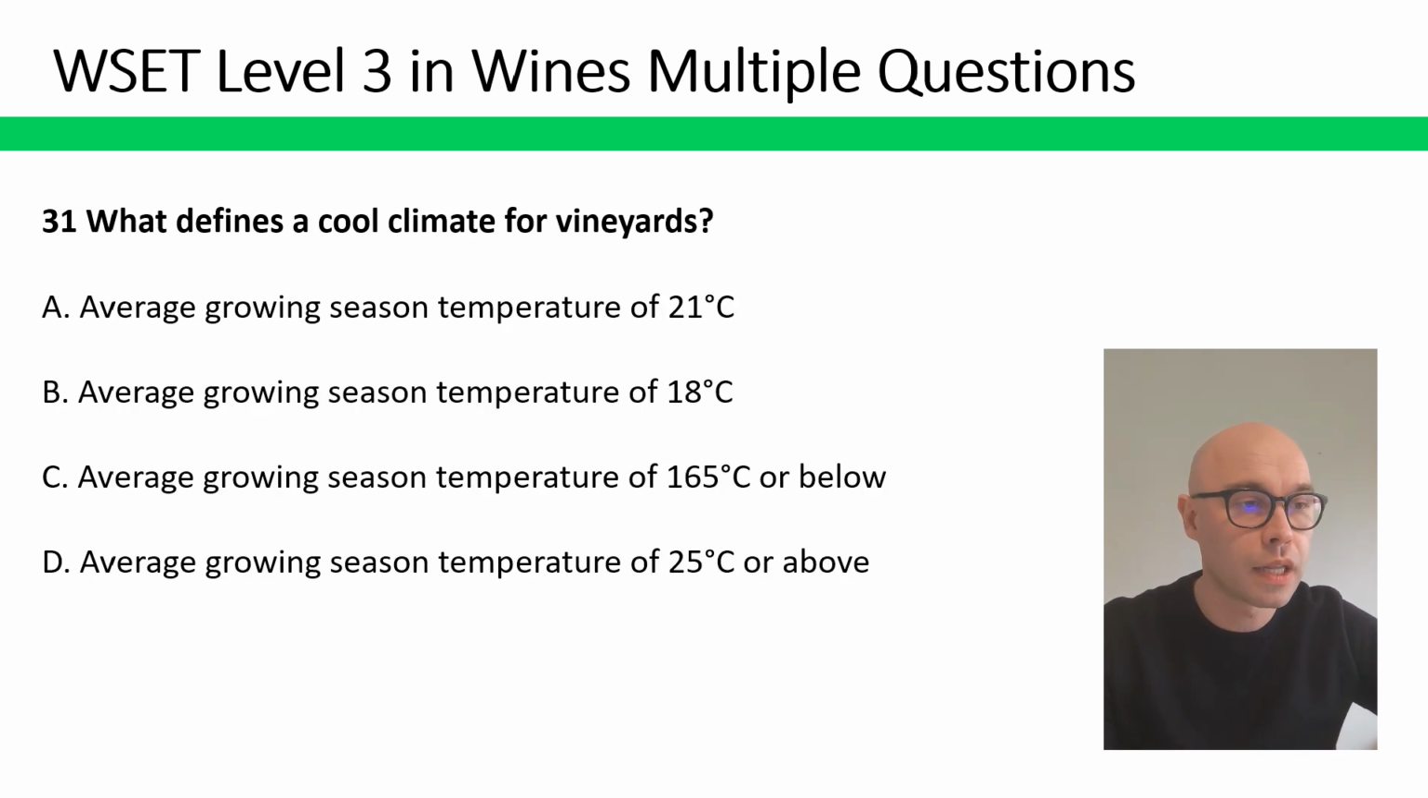What defines a cool climate for vineyards? Cool climate vineyards: average growing season temperature of 21, 18. My apologies, this is not 165, it's 16.5 or below, 25 or above. The correct answer is C, 16.5 or below is considered a cool climate.